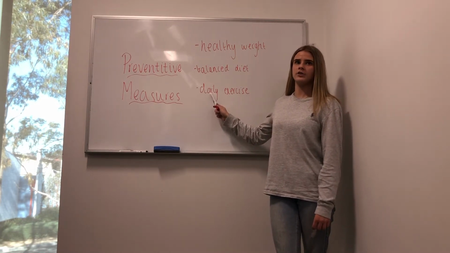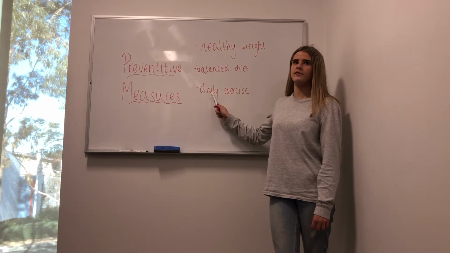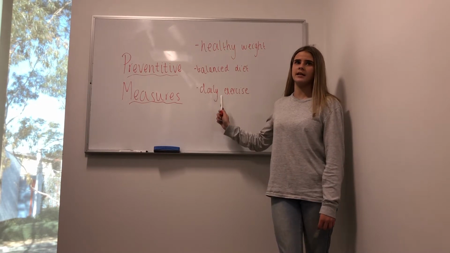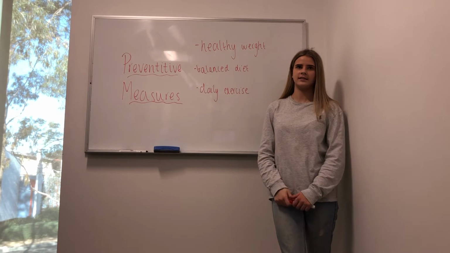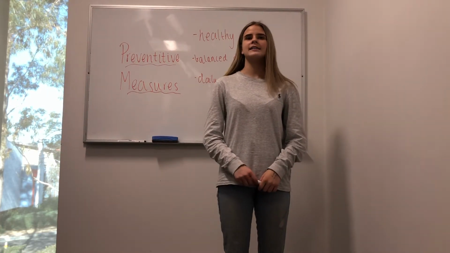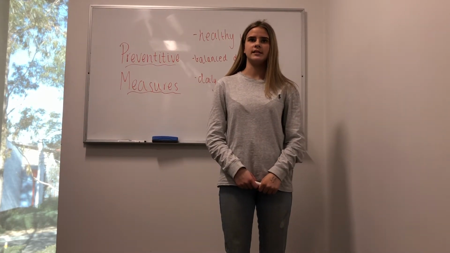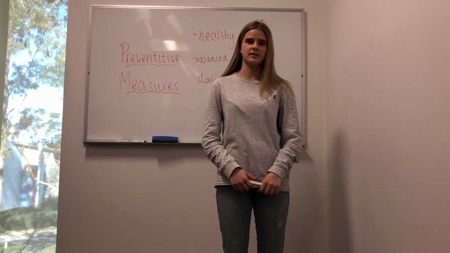The Department of Health Australia recommends that children aged between 5 and 17 get at least 60 minutes of moderate to vigorous exercise daily. However, as type 1 diabetes is an autoimmune disease, there are no preventative measures which can be taken.